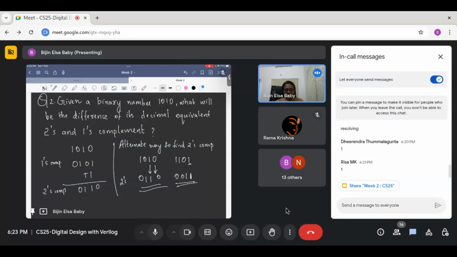So the 1's complement, this is 5, the decimal equivalent of this value. The 2's complement is 6. So we have to take the difference of the decimal equivalents of the 2's and 1's complement. So 6 minus 5, that will be 1. All of you got the answer?